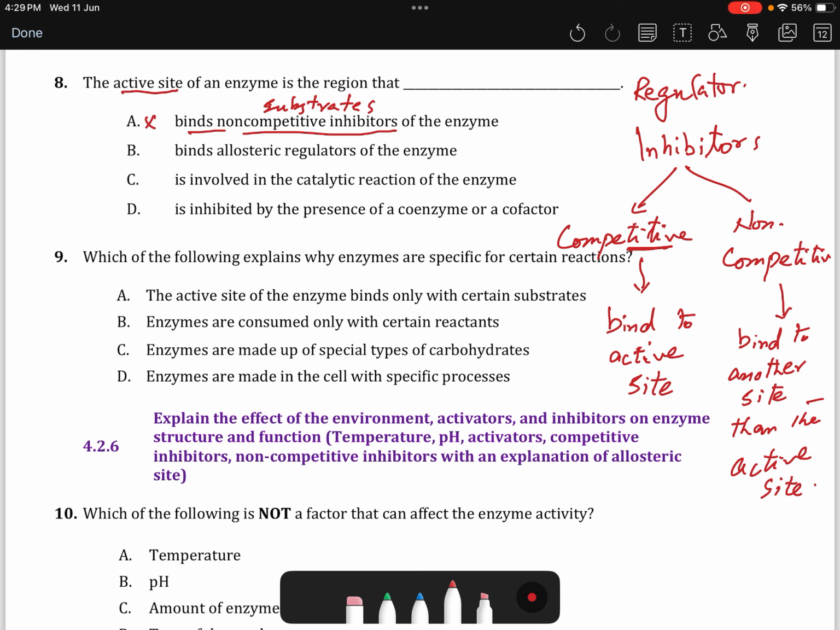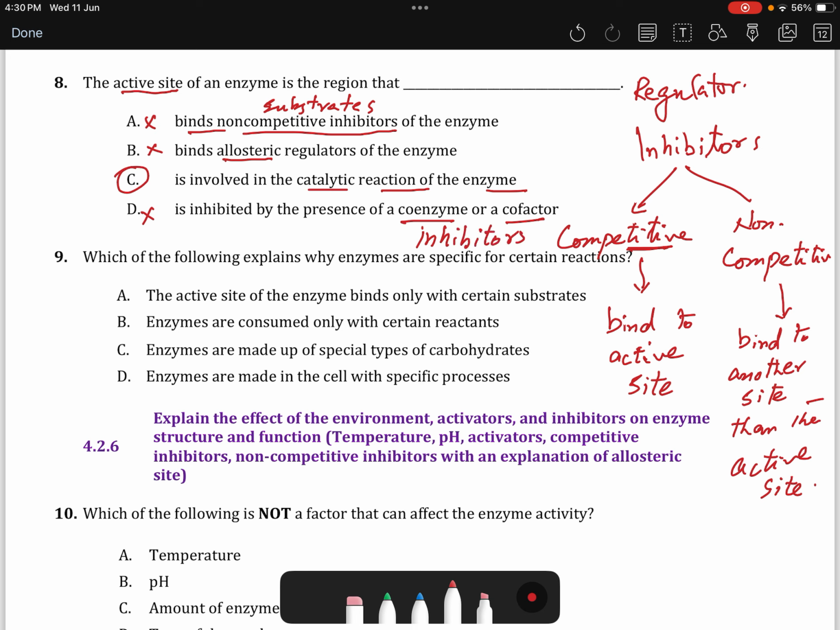It binds allosteric regulators of the enzymes? No, allosteric regulators are basically the ones which are bound to any other site other than the active site. It is involved in the catalytic reactions of the enzyme. Yes, that's the correct answer. It is inhibited by the presence of a coenzyme or a cofactor? No, it's not inhibited by enzyme. It's inhibited by inhibitors, as I explained to you on the side. So it is inhibited by inhibitors.